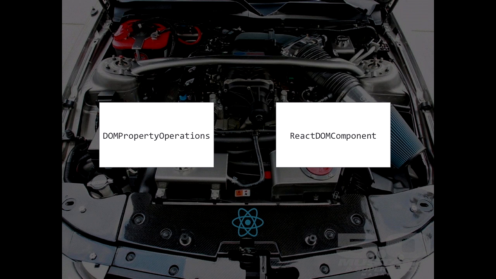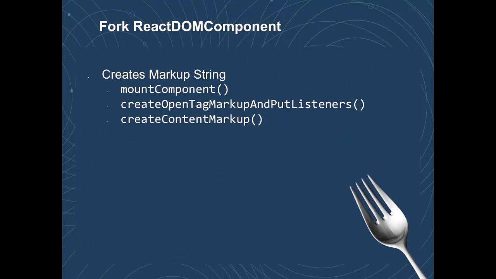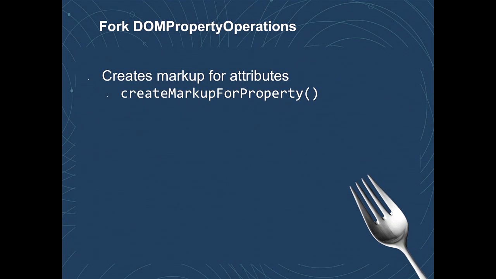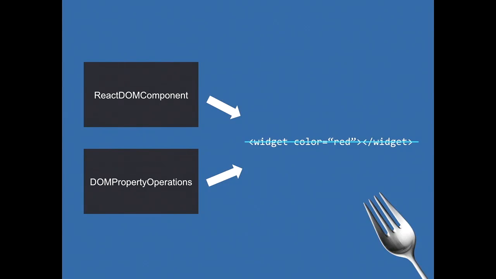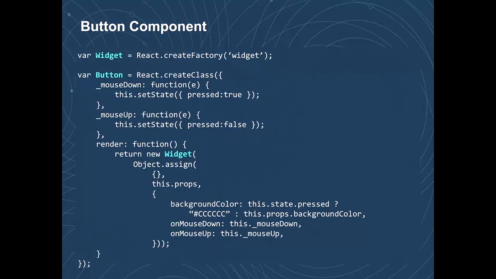DOM property operations, which is a set of helper functions for just generating DOM information, and React DOM component, which was one of the mix-ins that was pulled into a React component. So there actually were very, very few places in React where HTML strings were being generated. There was mount component, where you generate a little bit of string like create open tag markup and put listeners, create content markup, so the stuff inside of the HTML. DOM property operations had just one little piece which created markup for a property, so that's an actual attribute, something equals some string. So we took that, forked the heck out of it, and then magically we got our JSON out. And so that allowed us to actually start building components.